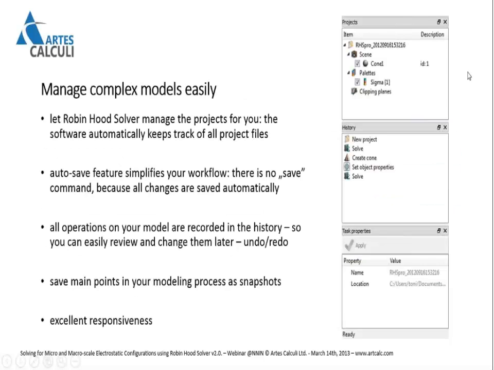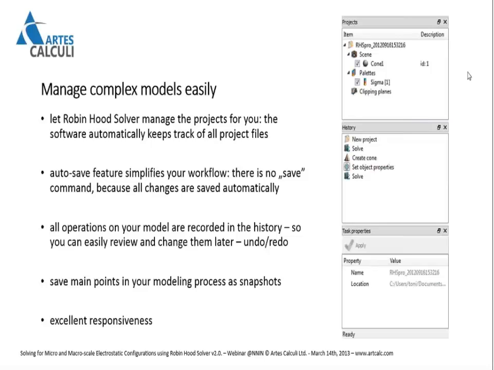We have built an advanced project management system inside Robin Hood Solver, and the system automatically keeps track of all your projects. So you do not need to worry where all these files are saved, or open them one by one, and so on. The project is automatic, and our software has no save command, because all changes and all operations that you make are saved as you make them.